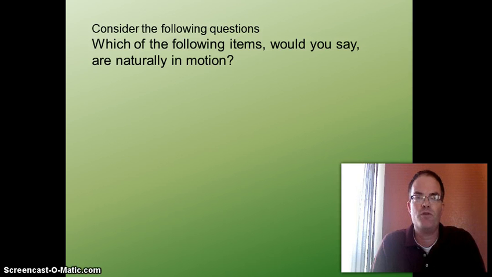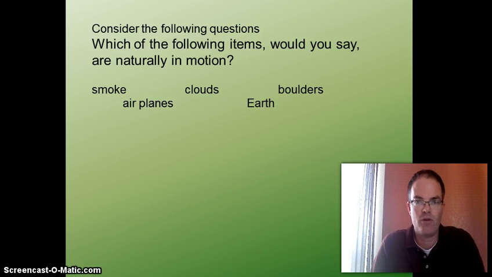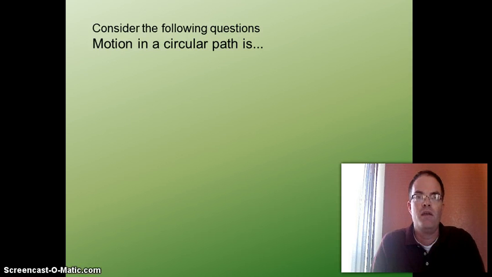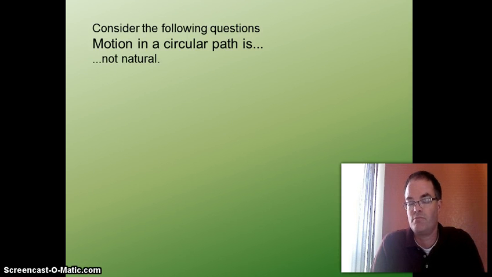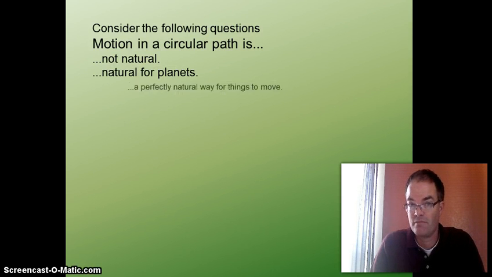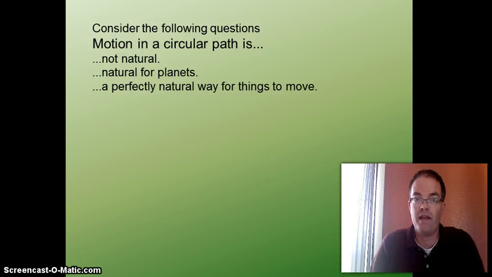Which of the following items would you say are naturally in motion? Smoke, clouds, boulders, airplanes, the earth. Which of these items would you say are naturally in motion? Motion in a circular path is not natural. Natural for planets, or a perfectly natural way for things to move. What do you think?